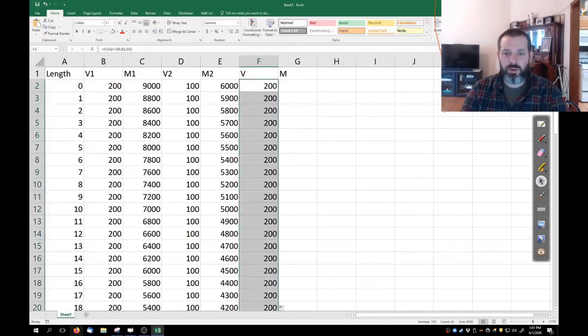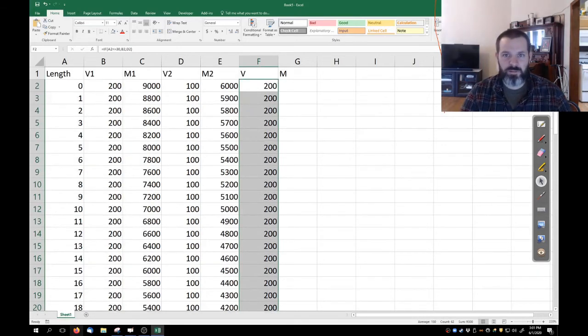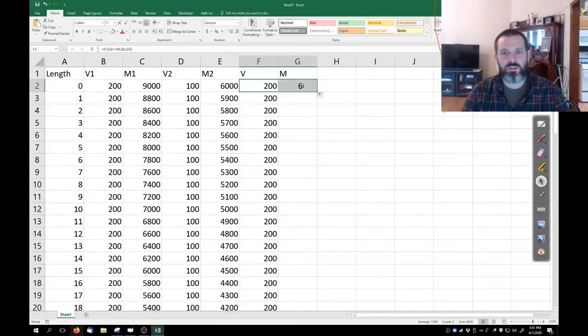So we double click, that copies it down. If we scroll down at 30, or at 29.99, we have 200. At 30.000, we have 100. So our if statement was working. We're going to use the same thing.